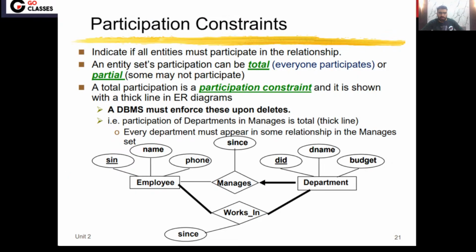So you can indicate total participation by a thick line. If you have a thick line, that means total participation. This is total participation, and this is partial participation. Look at this ER diagram. This manages is the relationship. This employee entity set has partial participation in this relationship, but this department entity set has total participation in this manages relationship. Very simple point. This is how you can indicate total participation.